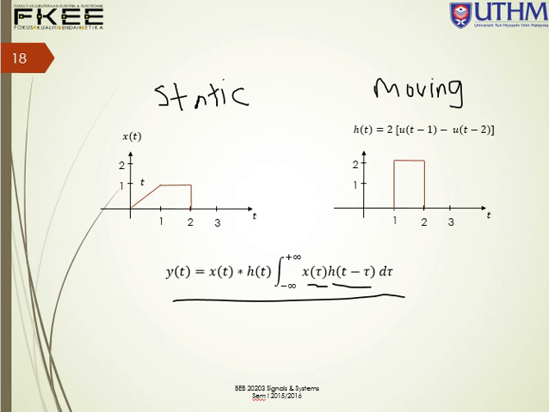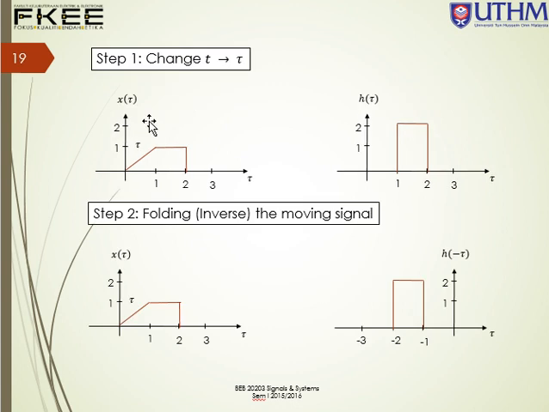Okay, all right. After this, what we need to do is change the time domain into the tau domain for both graphs. For x(t), we change to x(tau), and this graph also you need to change, because you change t to tau, and change the x-axis into tau. The same goes for the impulse response of the system, h(t), which we change to h(tau). So this is the signal after you change from t to tau.